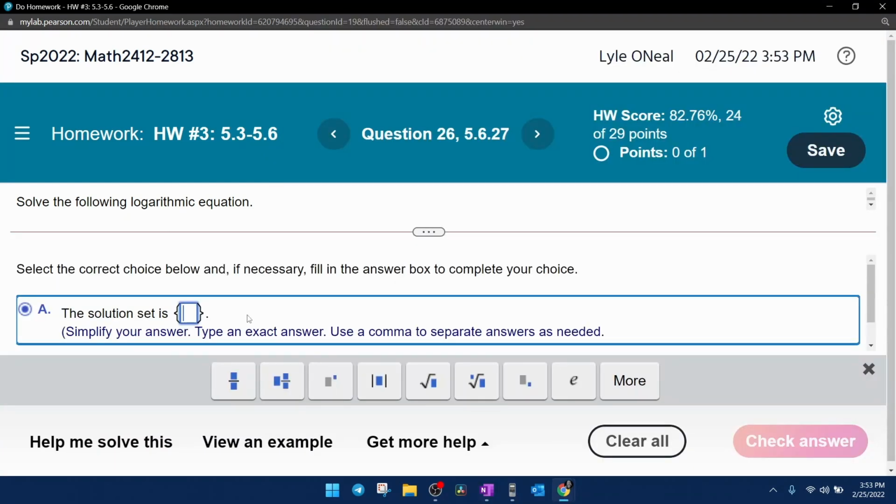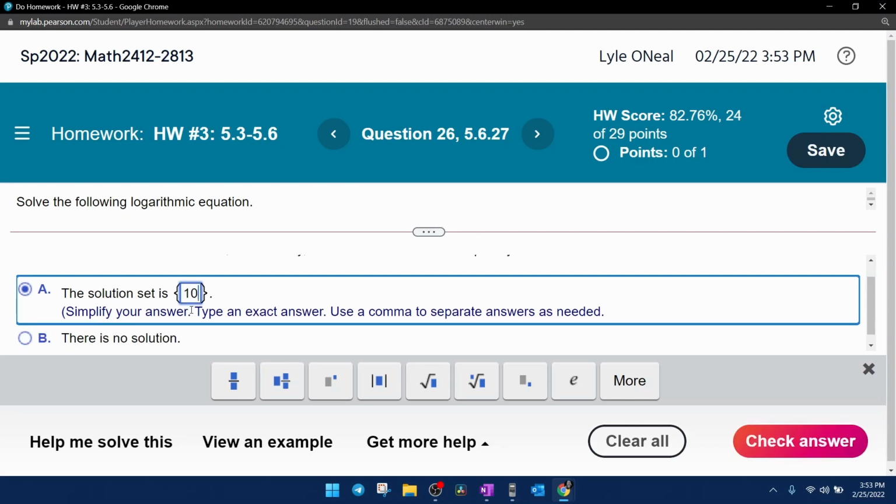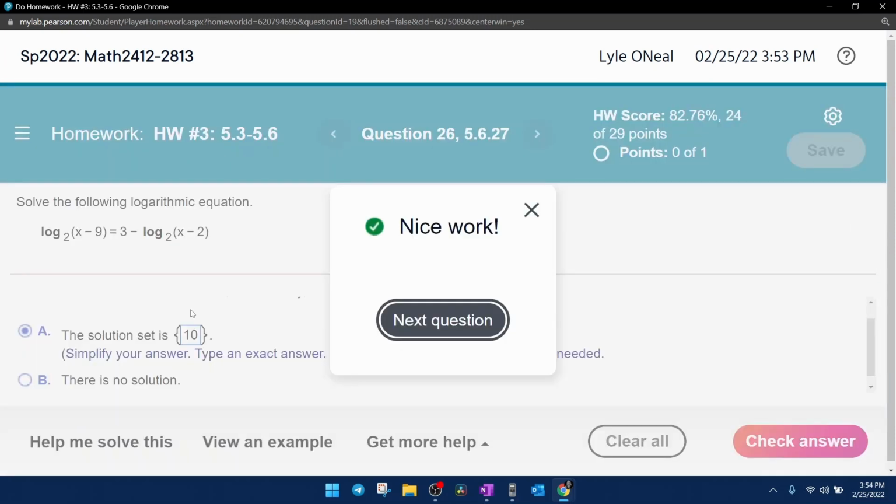So if we go to our MyLab Math, it says select the correct choice below, and if necessary, fill in the answer box. It is going to be necessary because we do have a solution, but you only input the valid solutions. And we're done.